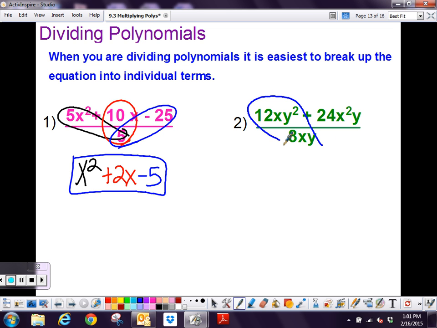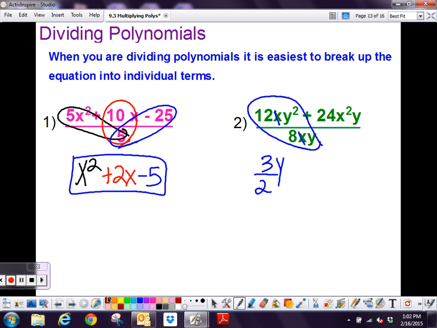So we will do first 12 divided by 8. Well, 12 divided by 8 is going to be, what is that, 3 over 2. So I have 3 over 2. These x's are going to cancel out. And then I have y squared and a y. So 2 minus 1, that leaves me with a y. So I have 3y over 2.